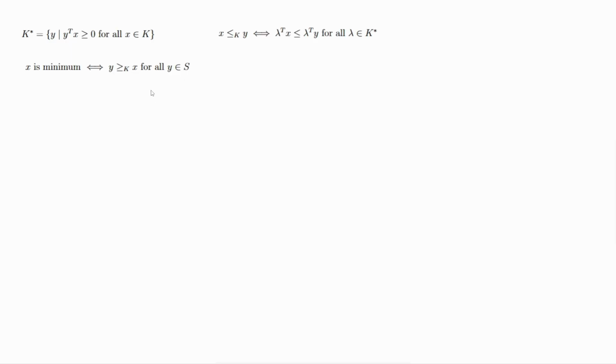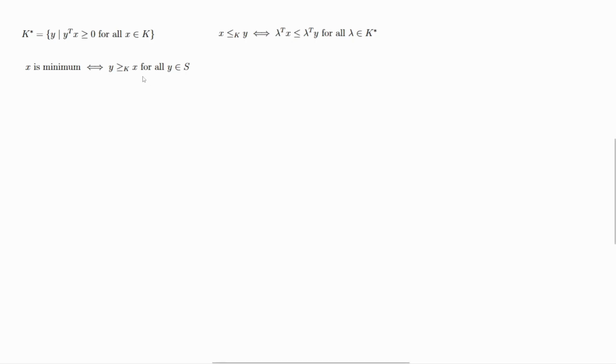Okay, on screen here is a definition for the minimum element of a set under the proper cone K. So x is a minimum if and only if y is greater than or equal to x under this cone, or proper cone, for all y in S. So what does that mean?